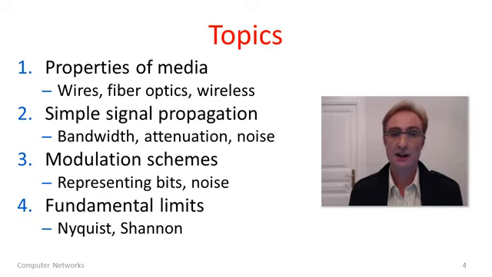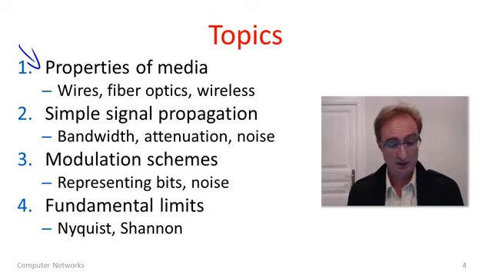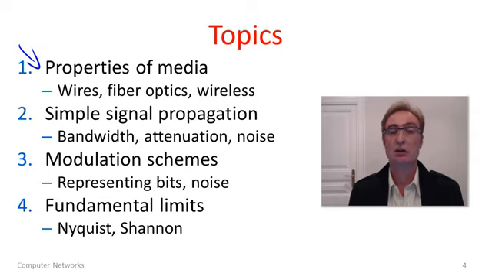So to understand how this whole process works, we're going to go through several topics. First of all, I'm just going to talk about the different kinds of media and their properties. So this is where we'll learn just a little bit about different kinds of wires, wireless medium, fiber optics, and so forth. Then I'll talk about how signals propagate over these different medium. This will introduce us to concepts such as bandwidth, attenuation of signals, and so forth.